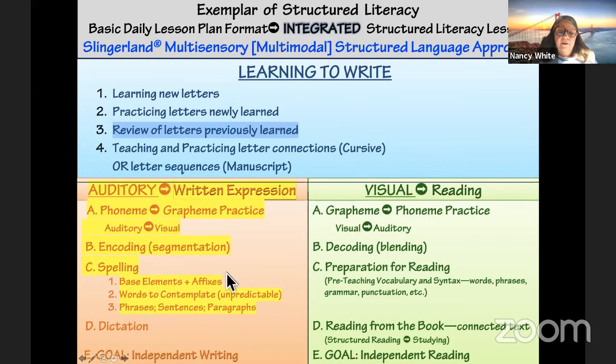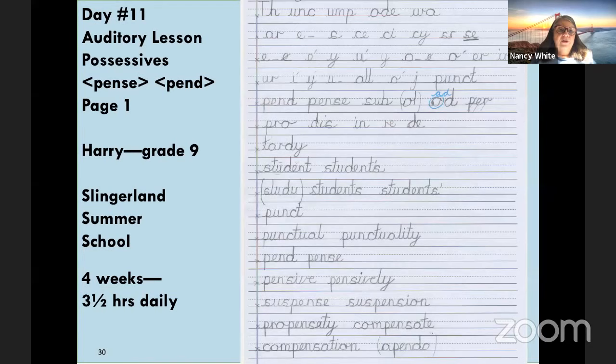And you're going to actually see a sample, and you're going to see review of letters previously learned. Actually, it's teaching and practicing letter connections. It's the one that should be highlighted. And you're going to see what he wrote for his written phoneme-grapheme practice, what he wrote for words, and in encoding and spelling. And this is a high school student, and it's advanced. This was a student on day 11 of a 4-week summer school.